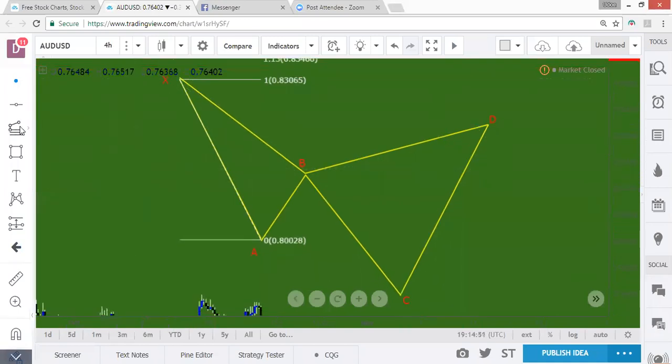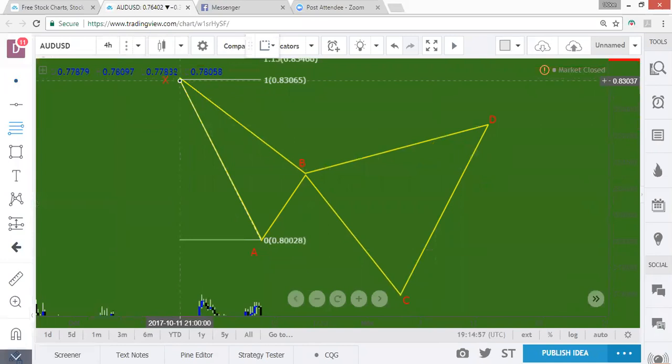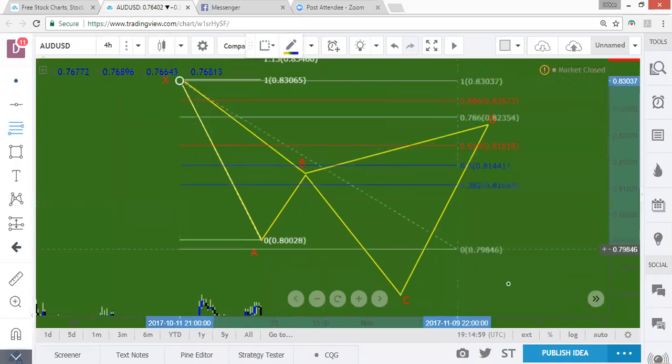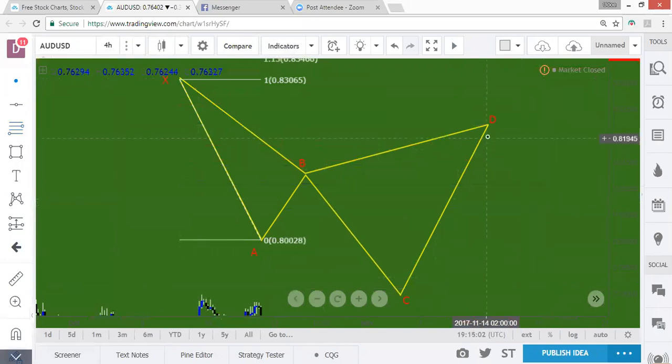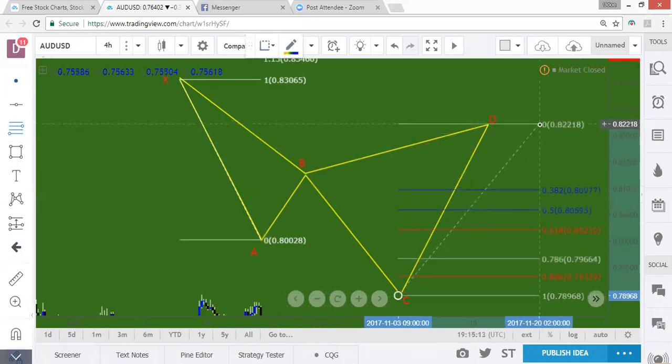Again, targets wise, Fibonacci retracement from X. Well, we're gonna go from D to C, C to D rather. Conservative way to exit this trade where we take profit 1 at the 382 and we take profit 2 at the 618 of our CD leg.